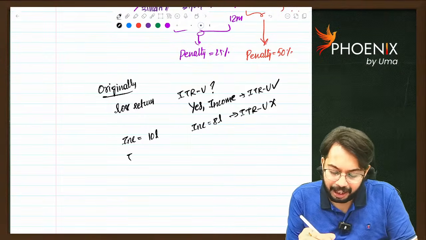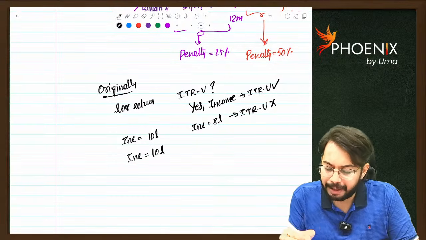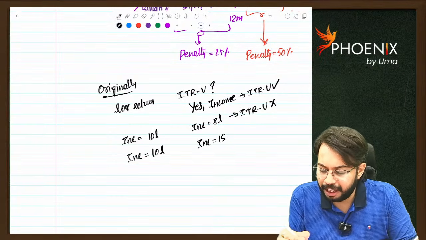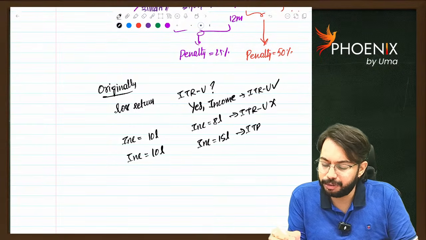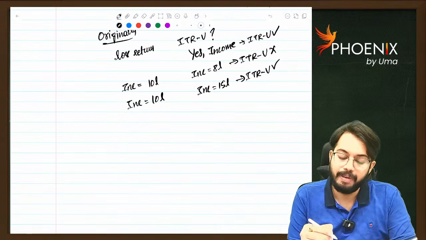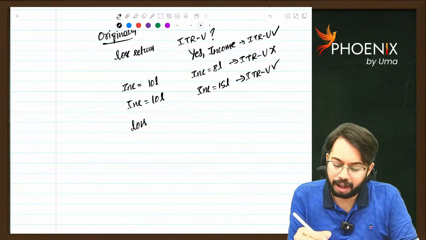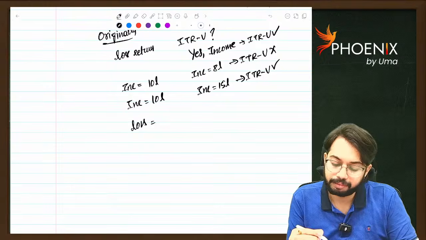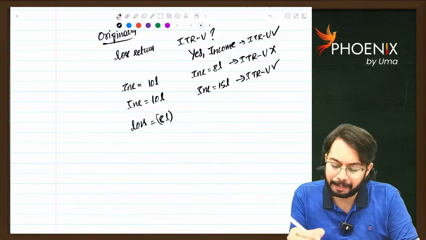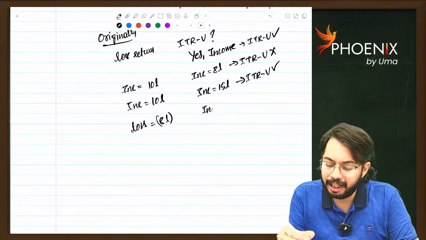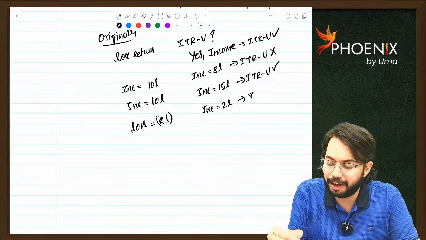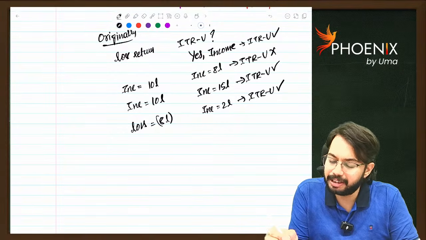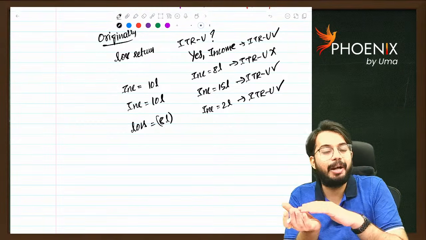So your income is 10 lakh rupees. As per ITR-U, your income is 15 lakh rupees. Can you file ITR-U? Yes, you can file ITR-U. Like as per original return, loss is 8 lakh rupees. As per ITR-U, there is income of 2 lakh rupees. Can you file ITR-U? Yes. Because from loss, you are coming into income.